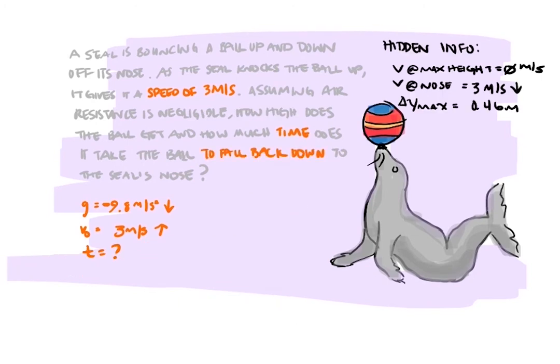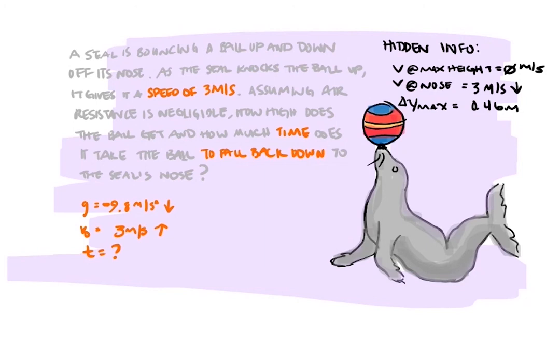Excellent. Now for the second part of our one example. How much time does it take for the ball to fall back down to the seal's nose? Let's recap our information given. Acceleration is 9.8 meters per second squared downwards. Initial velocity is 3 meters per second upwards, and time is unknown. We also know that the velocity at the peak height is 0 meters per second. The velocity when the ball reaches the seal's nose again is 3 meters per second downwards, and the maximum displacement of the ball is 0.46 meters. We're looking for the time it takes for the ball to go up and down. So which piece of information do you think is useful to us?